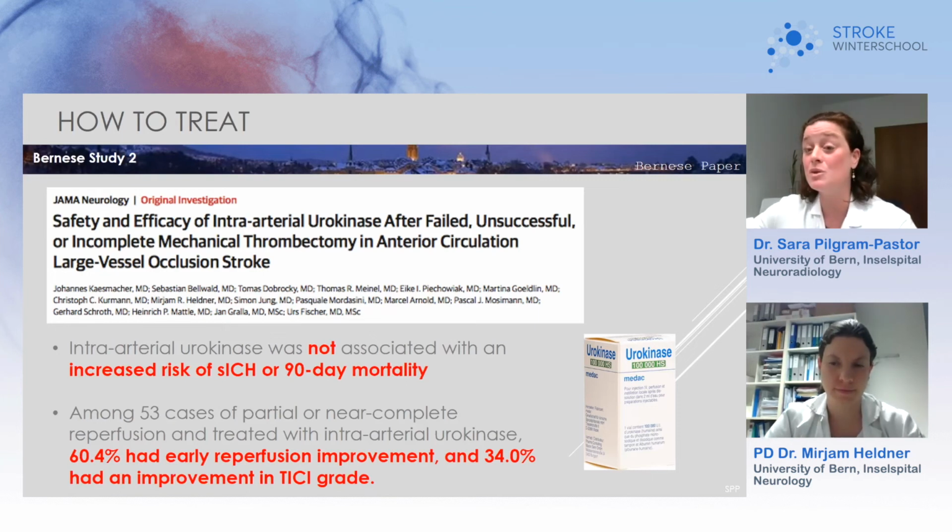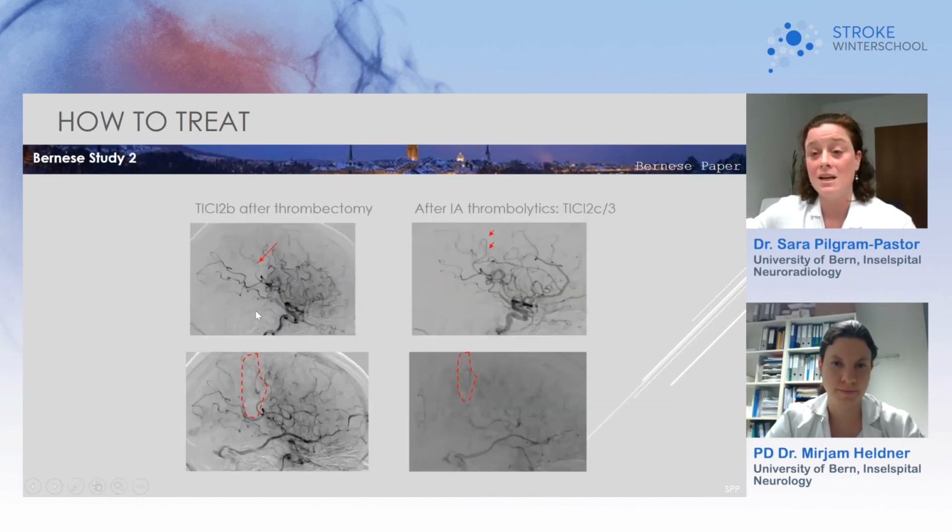Some do fear that if they use urokinase intraarterially it will lead to more hemorrhage. This is not the case. And we could get a 64% higher reperfusion, and therefore 34% had an improvement in TICI grade. And as you learned before, if you improve the TICI grade, you normally also improve the outcome.